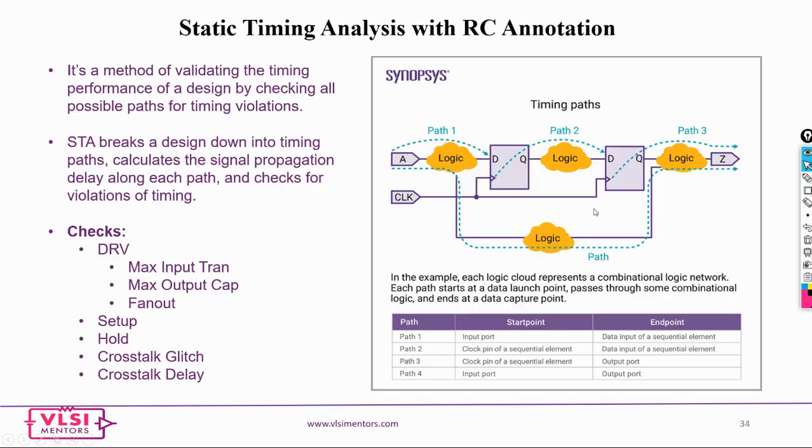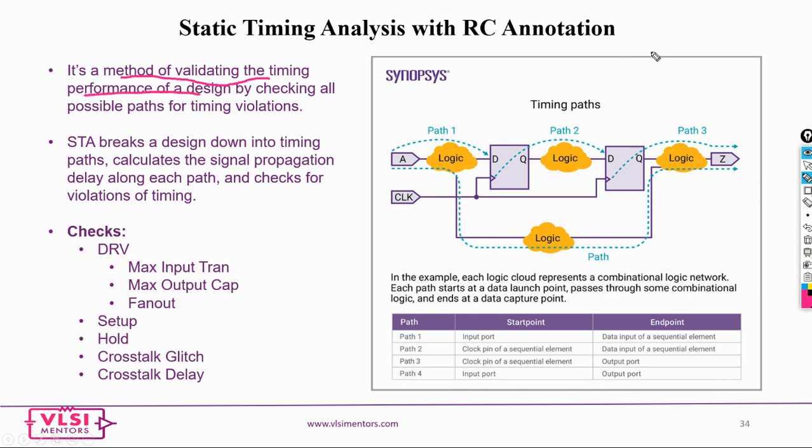This is the last slide. Now, static timing analysis, the final step. You have to annotate your R and C, and then check whether timing is met for all the reg to reg paths, in to reg, reg to out, and in to out paths.